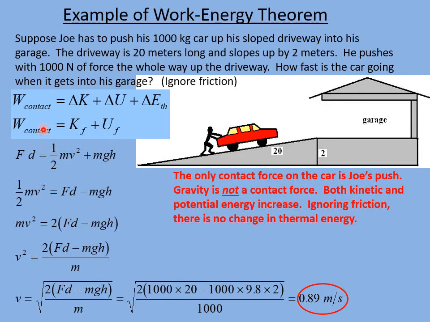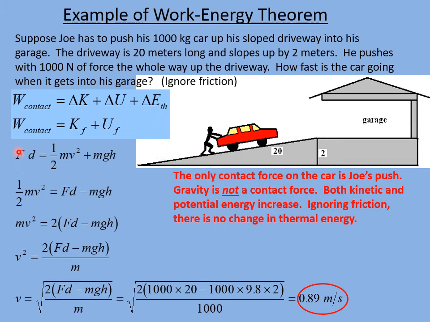Now, remember over here we have to include all contact forces. The only contact force on the car is Joe's push. Gravity is not a contact force. So both kinetic and potential energy increase. Ignoring friction, there's no change in thermal energy, which we already talked about here.